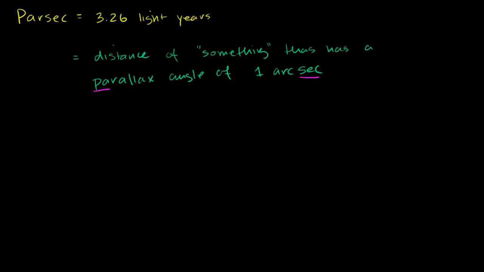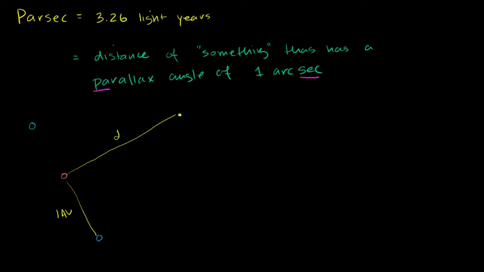So let's say there is something. Let's say this is the sun. This is the Earth at some point in time. This is the Earth 6 months later at the opposite end of the orbit. And we are looking at some object some distance away. We know that this distance right here is 1 astronomical unit. And what we want to do is figure out the distance of this object. And all we know is that it has a parallax angle of 1 arc second.